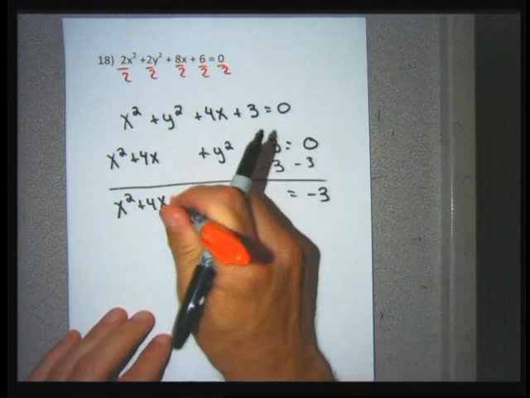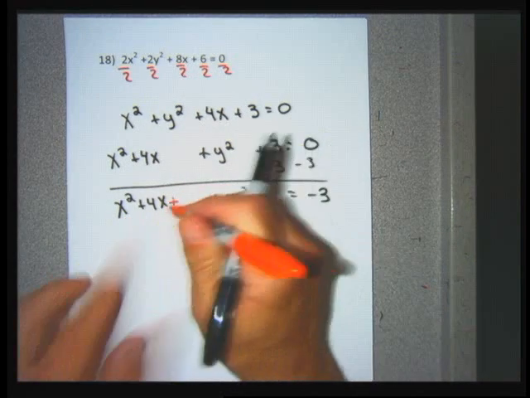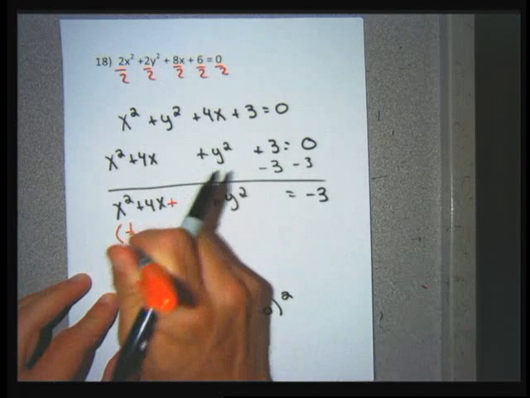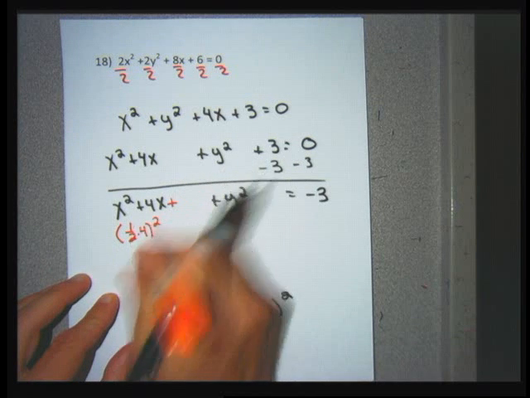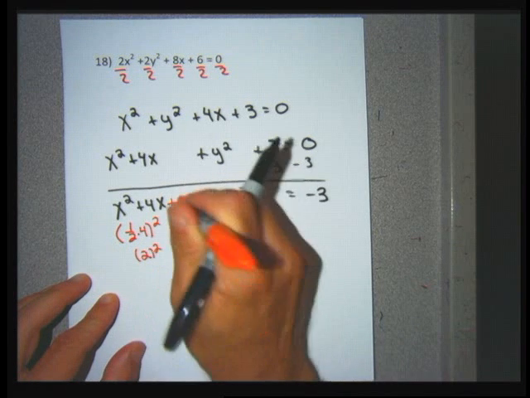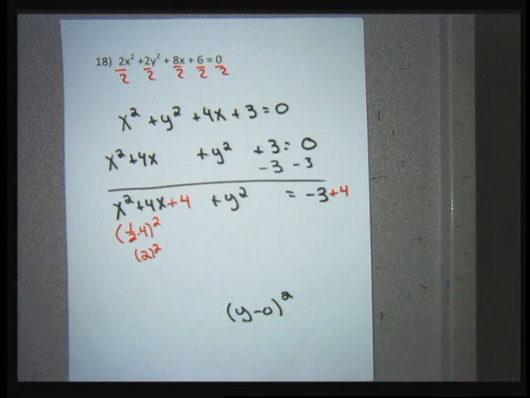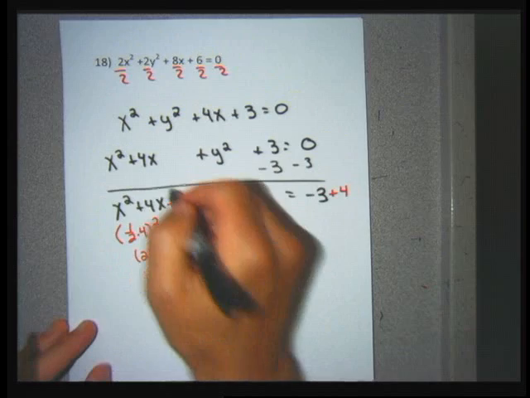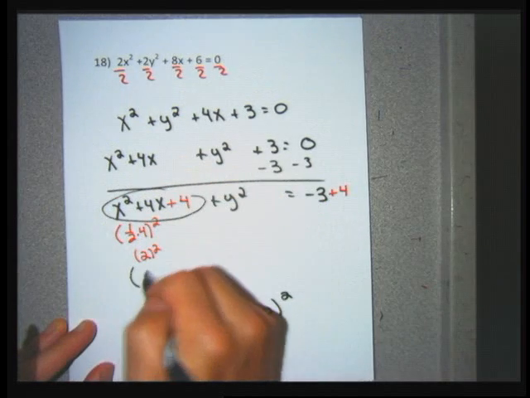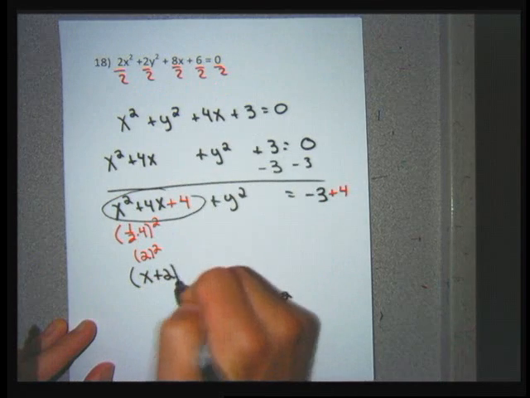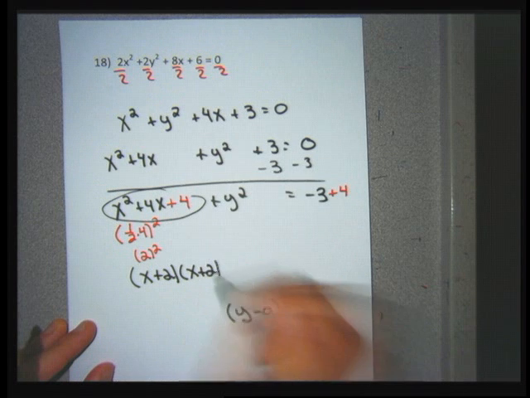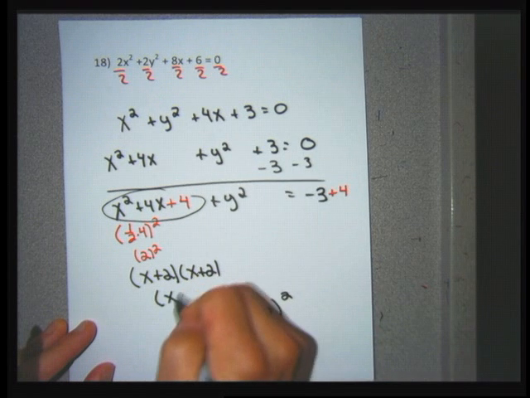After the x squared plus 4x, I need to add a number. The number I add is half of 4 squared. Half of 4 is 2, and 2 squared is 4. I'm going to add 4 to both sides. I'm going to factor this. This factors into x plus 2 times x plus 2, which I can write as x plus 2 quantity squared.